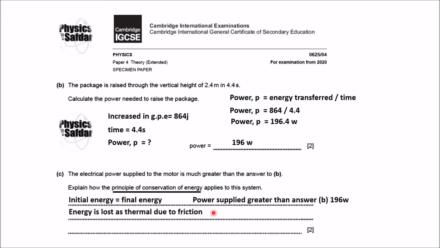Then what would be the energy equation for this system? So you need to write like this. Initial energy is equal to lost energy plus final energy. That is the right conservation of energy equation for this system.